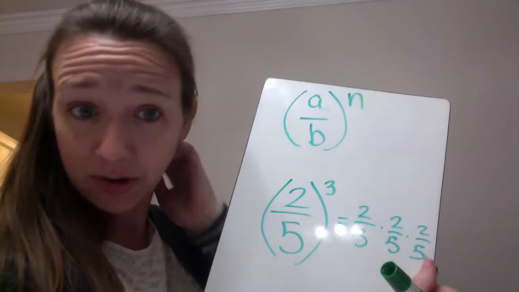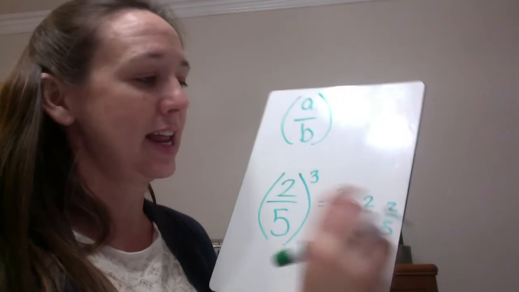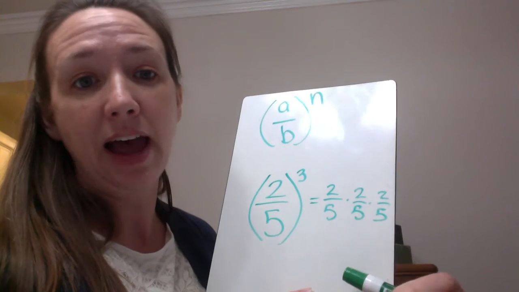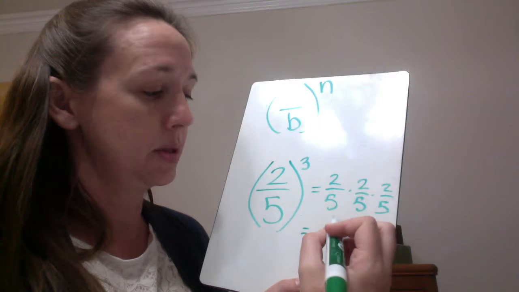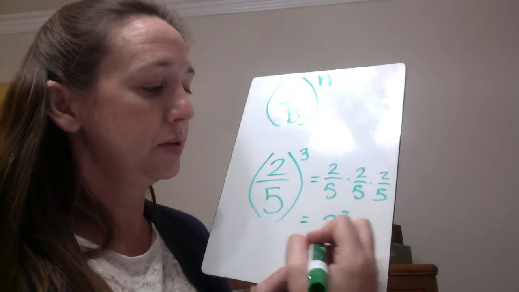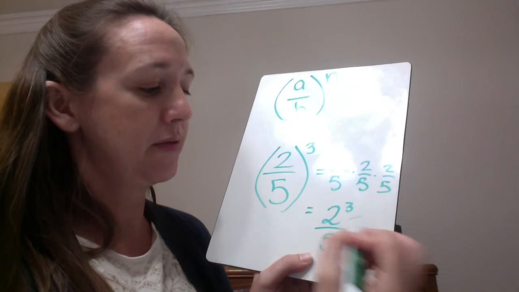And remember, we're not trying to get a number answer. We're not trying to get 8 over 125. What we're trying to get is how many 2's are at the top and how many 5's are at the bottom. There are 3 2's at the top and 3 5's at the bottom.